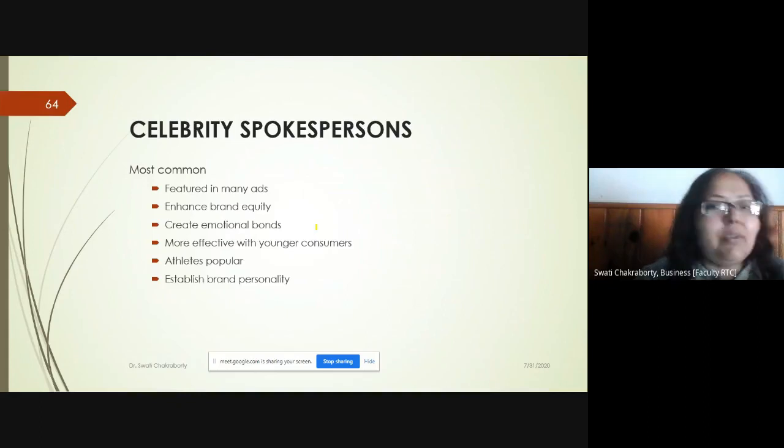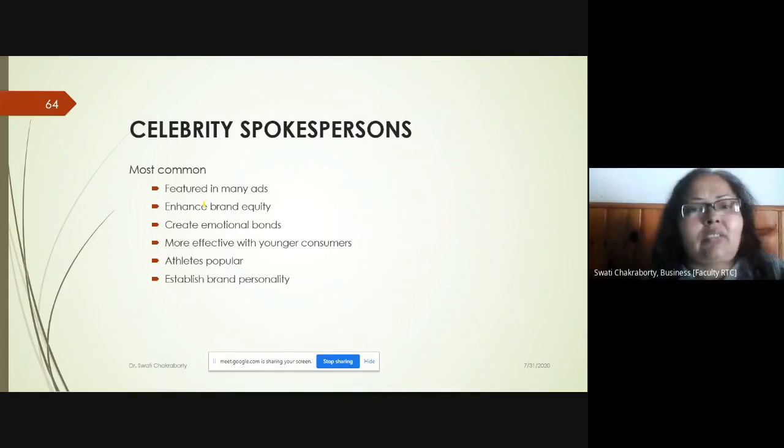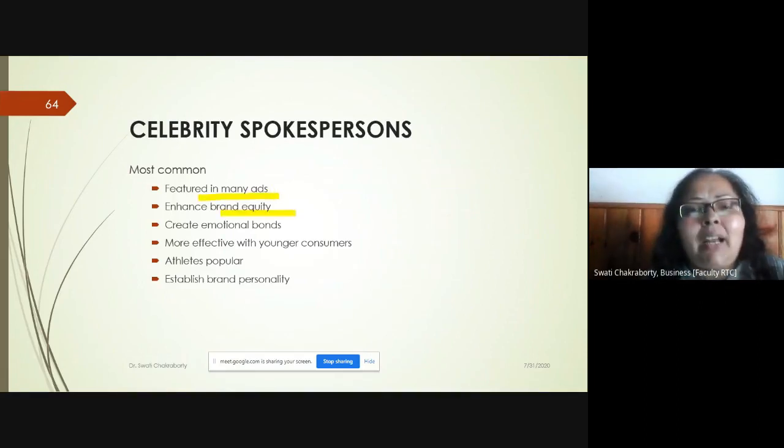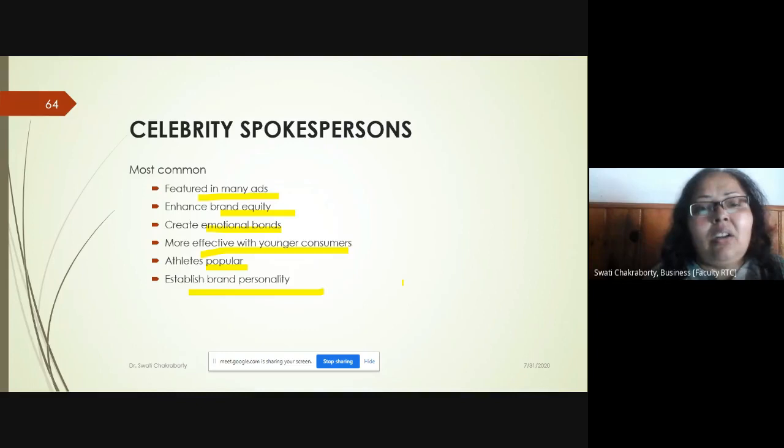Celebrity spokesperson. Celebrity spokespersons are the most common, featured in most ads. They enhance the brand equity, through their affiliation with the brand, and create emotional brands. More effective with consumers who get attracted, right? Athletes who are popular, and sometimes to establish brand personality. That's why we have it.